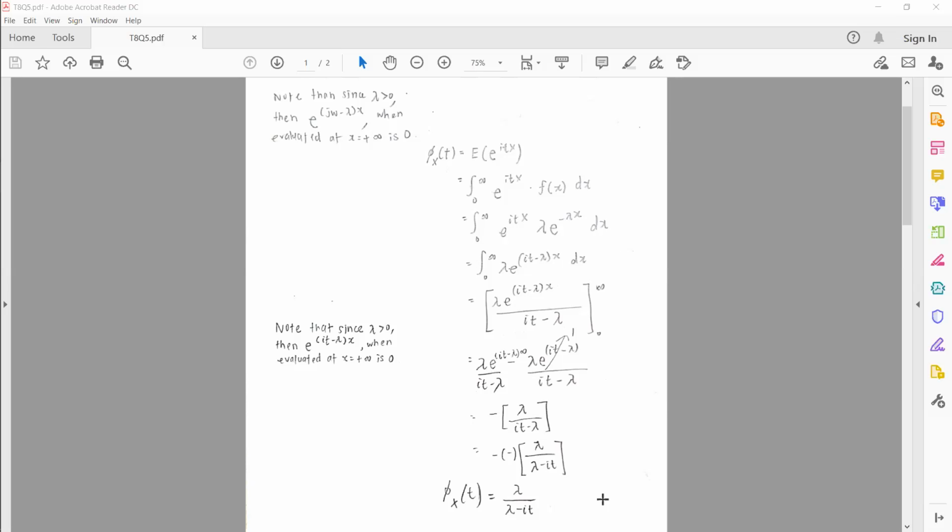Is it okay? Okay, let me see. Yeah, sure. Right, so you basically treat the i as a constant, and then use the machinery of real integration. So that should be e to the itx. Okay.